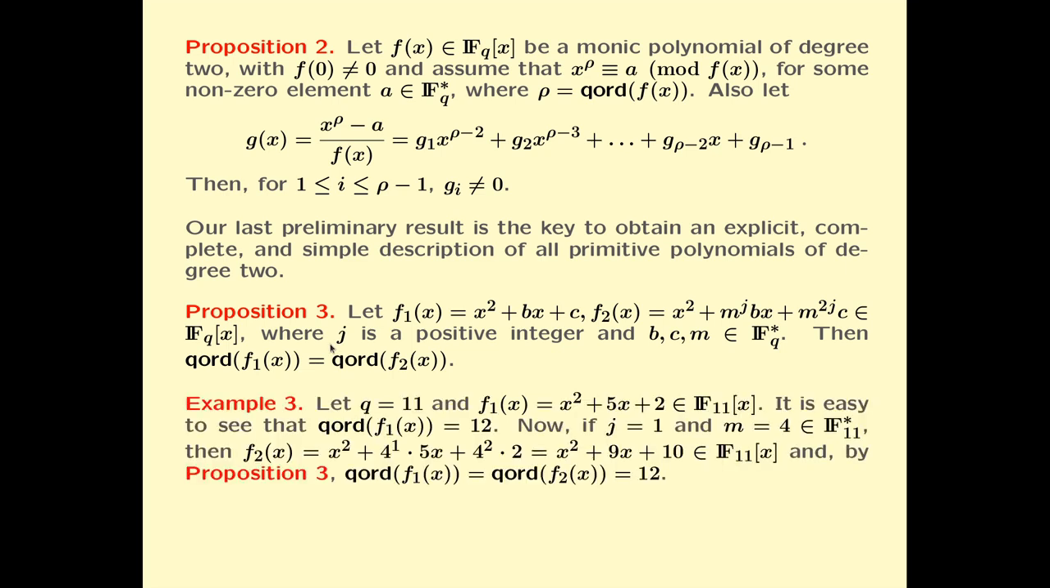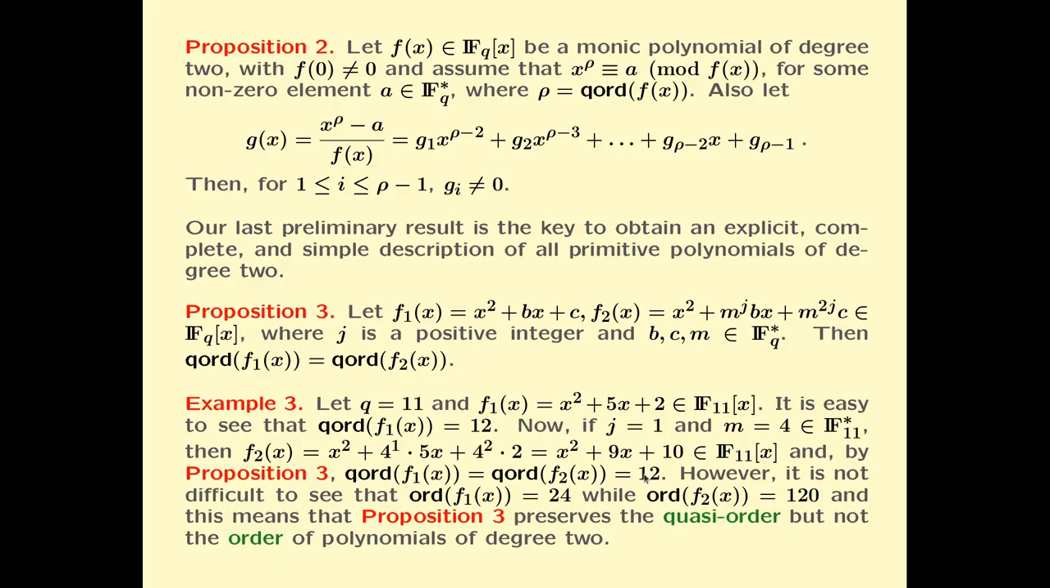Let's see an example. We take now q equal to 11 and the polynomial f1 given by x^2 + 5x + 2. Then it is easy to see that the quasi-order of f1 for this example is equal to 12. Now, if j is equal to 1 and m is equal to 4, the polynomial f2 becomes x^2 + 9x + 10. And by our proposition, we can be sure that these two polynomials, f1 and f2, have the same quasi-order, which is equal to 12.